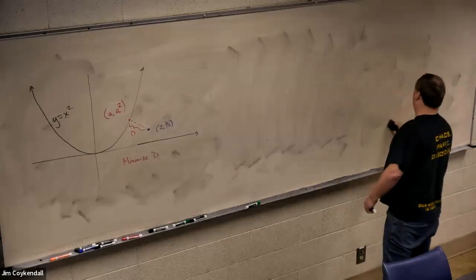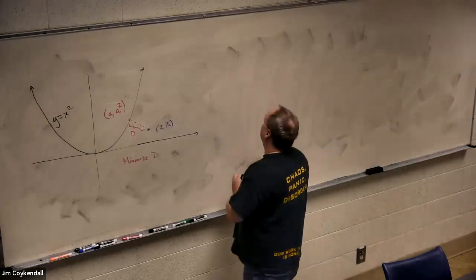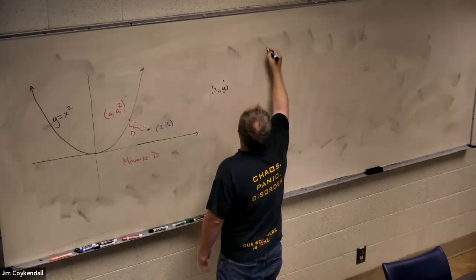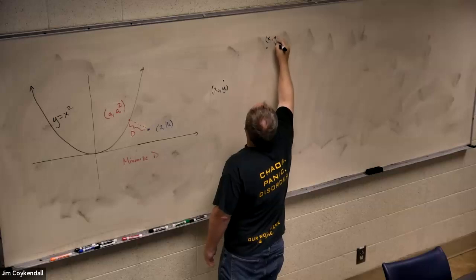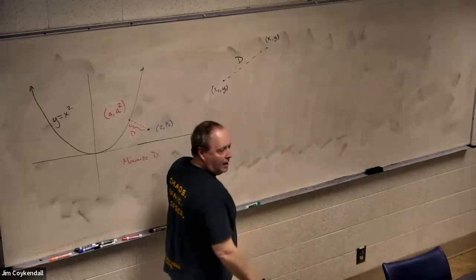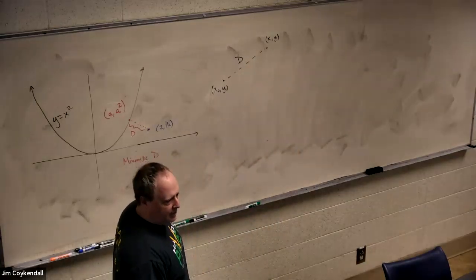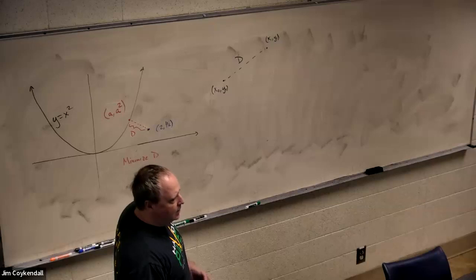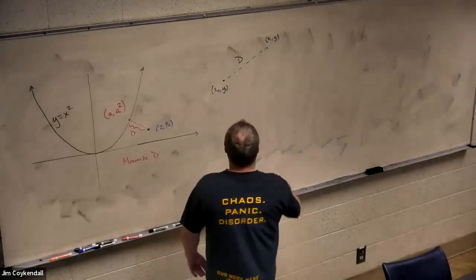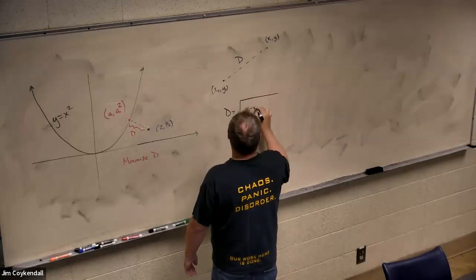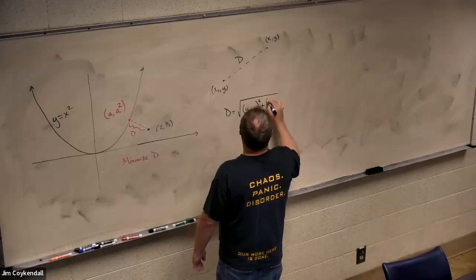If I give you 2 points here, let's say x0, y0, and x1, y1, what's the distance between these? How do you do it? Close, close. Actually, the distance is the square root of x1 minus x0 squared plus y1 minus y0 squared.